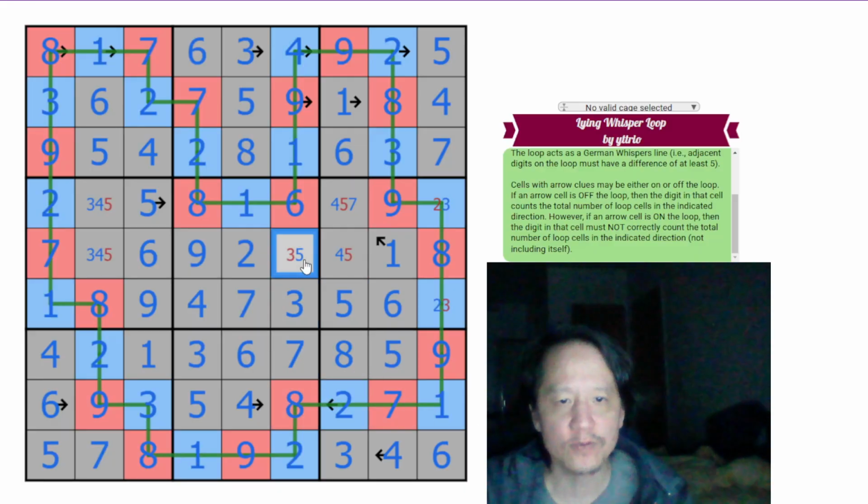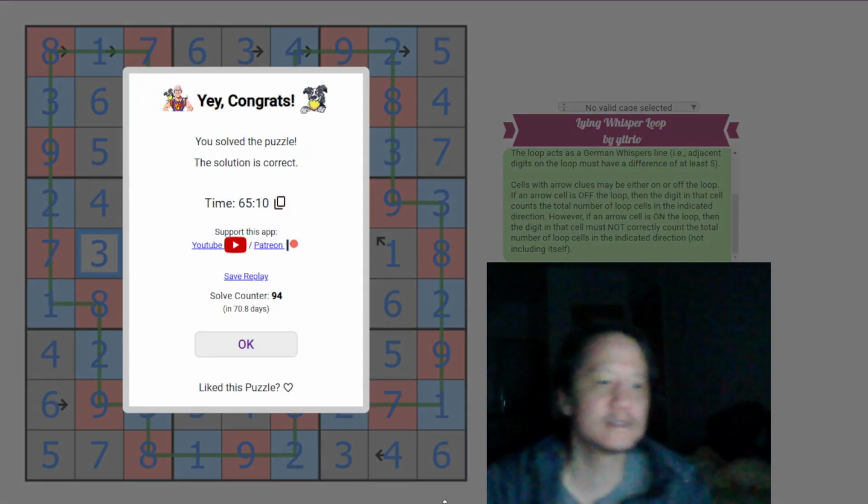This is 5, 3, 5. And we're just doing Sudoku. 2, 3, 7, 4, and 3. And that's a solution.